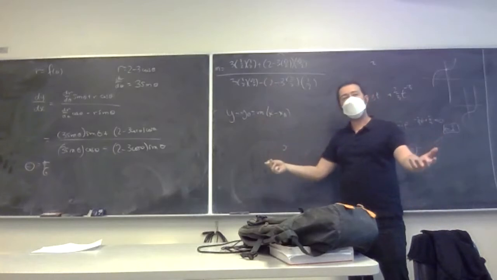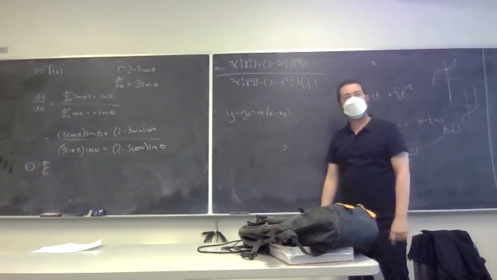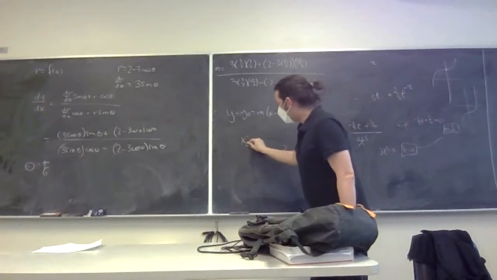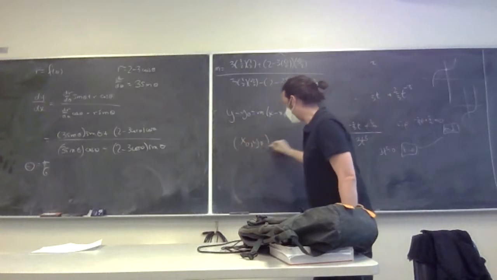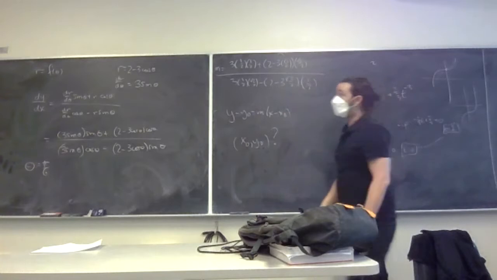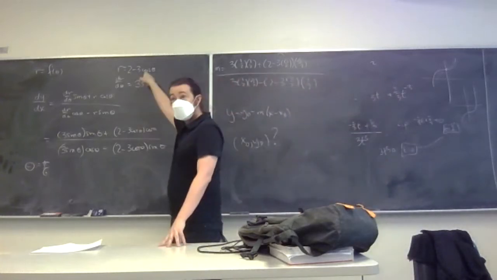Where do x naught and y naught come from? Because this is a Cartesian equation, where am I going to get it? Where do I get an x naught and a y naught? You have to convert, right? You have to plug in pi over 6 to this, and then convert from polar to Cartesian, and that's where that comes from.